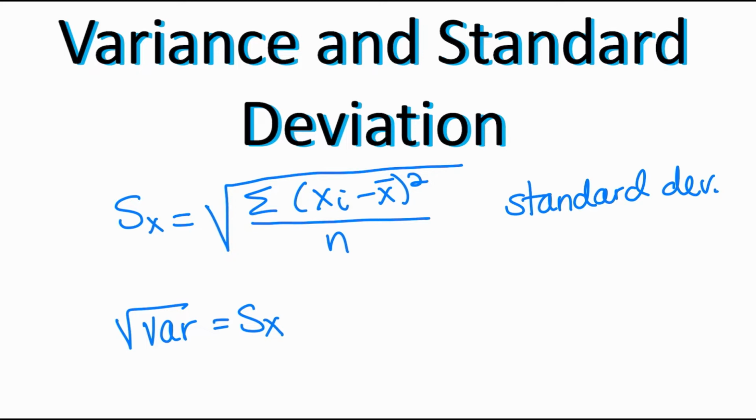So we're going to go through 3 examples. The first example is just raw data. The second example is going to be raw data with frequencies. And the last example is going to be what happens when you have grouped data.